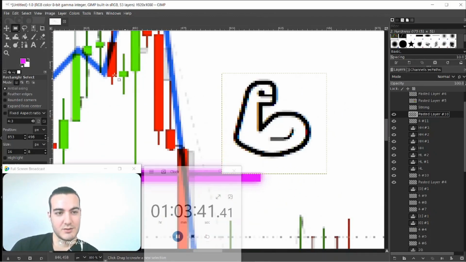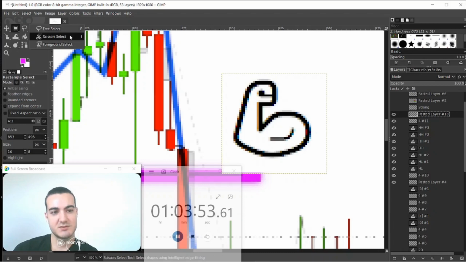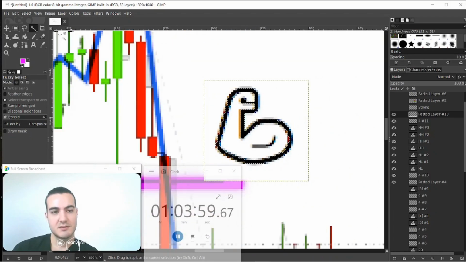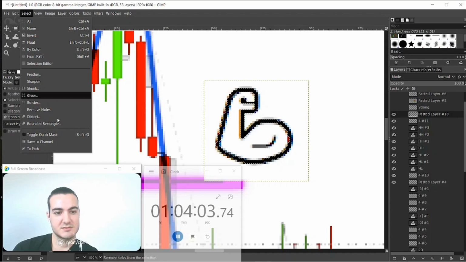This is neither here nor there, but if you want to preserve the geometry of a simple shape like this, you can convert it to a path. So, to the fuzzy select, edit, select to path.